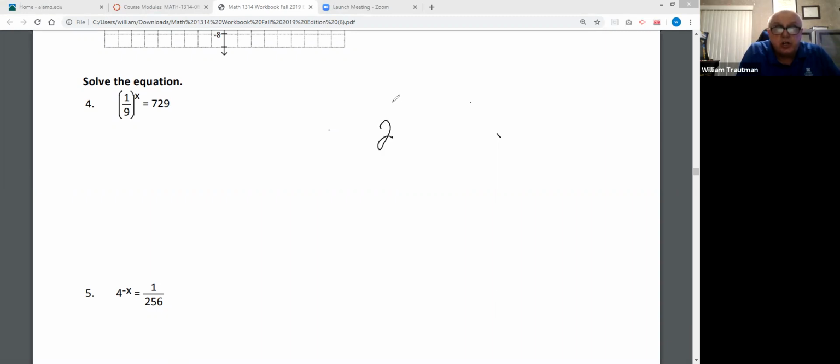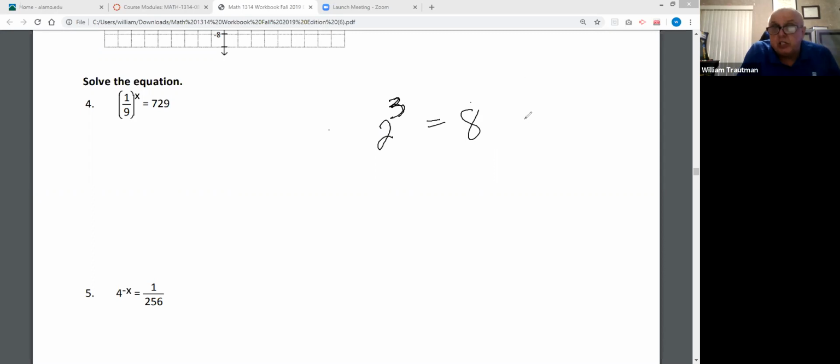2 to the third power. Check on your calculator. I just want to make sure everybody understands 2 to the third power does equal 8, correct? If you put 2 raised to the third power on your calculator, it does equal 8.